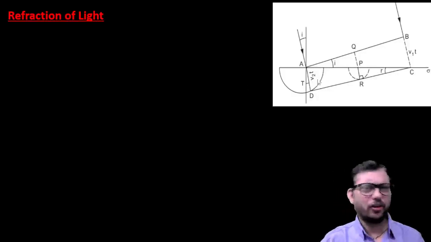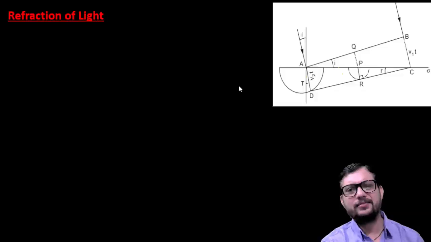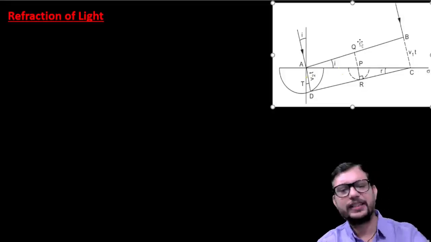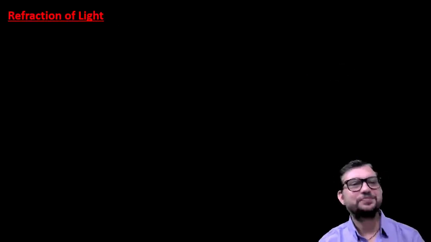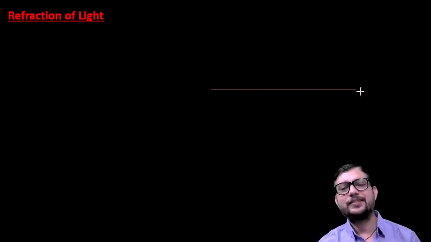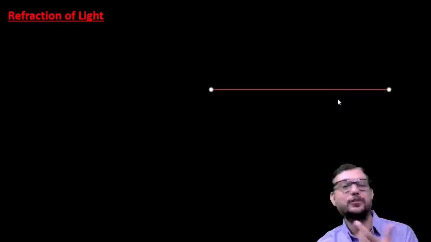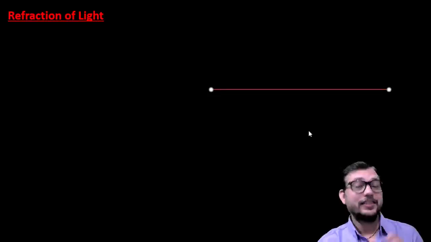Let me draw our diagram by ourselves. Firstly I will delete this diagram, and we will draw a new, fresh diagram so that we can better understand what we are trying to say. This is the interface. Interface means, as I have already told you, a surface which separates two different media.